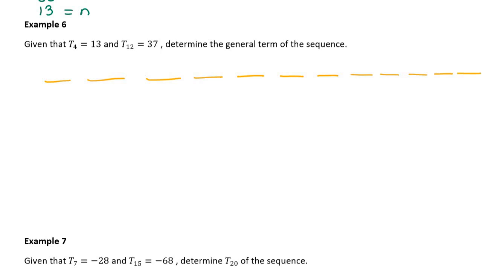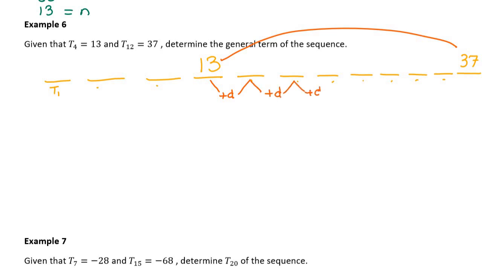So what do I know? I don't know term 1, term 2, term 3. I do know term 4. 5, 6, 7, 8, 9, 10, 11. And I do know 12. Now, I find it easiest to draw myself a picture because then I can say to myself, well, how do I go from 13 to 37? Well, if this is a linear pattern, which I should have actually mentioned in the question, because they would have to tell you that, I'm adding d every time, and I keep going: plus d, and finally plus d.